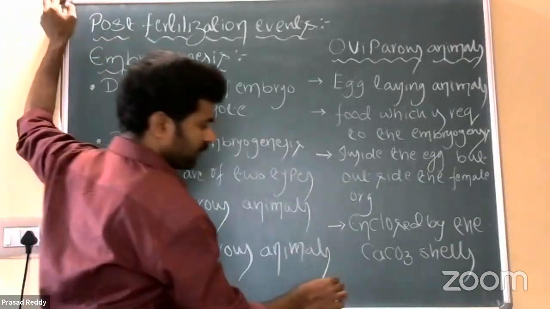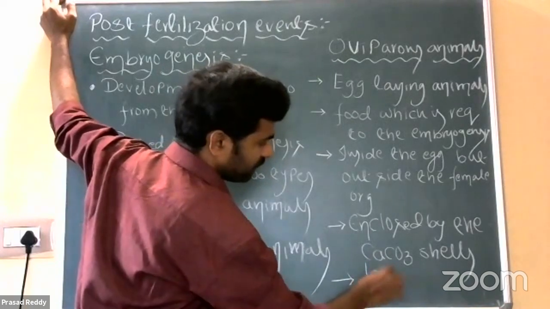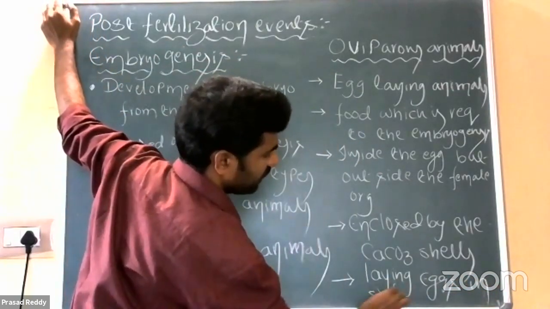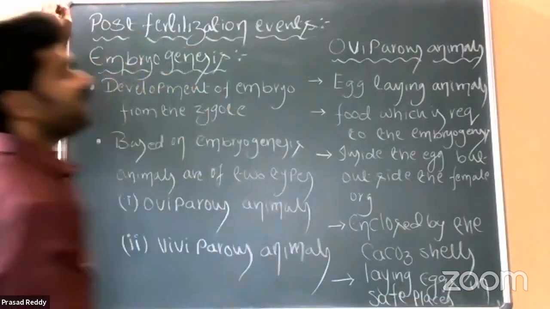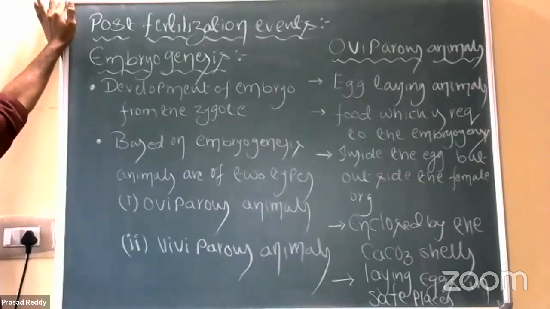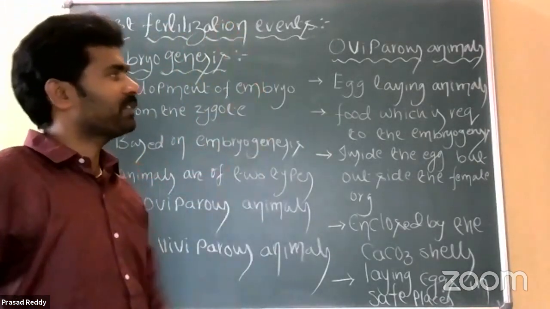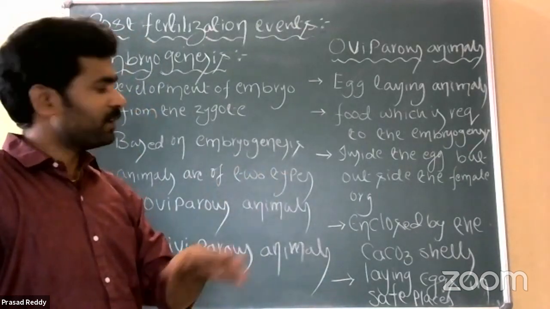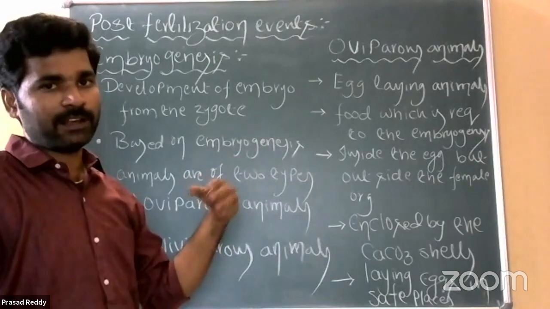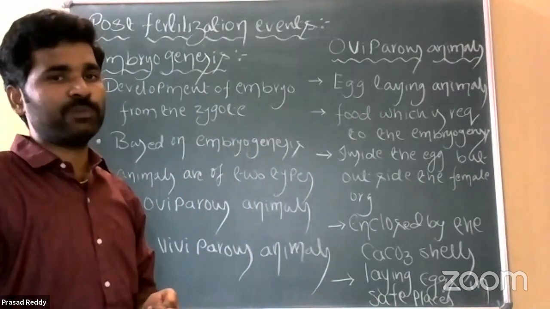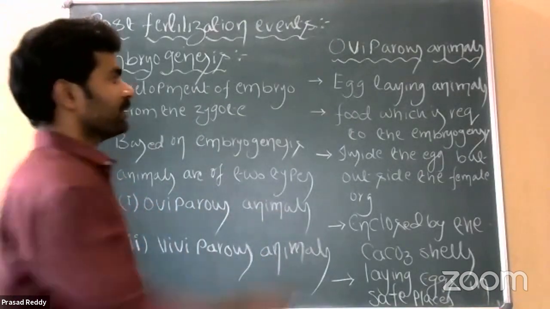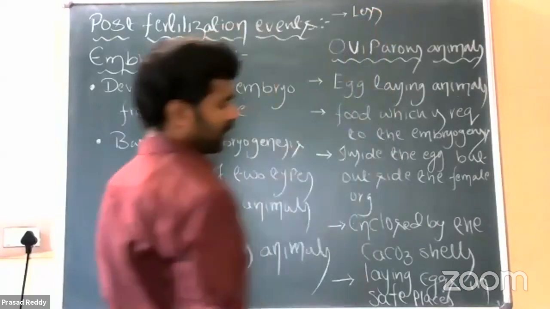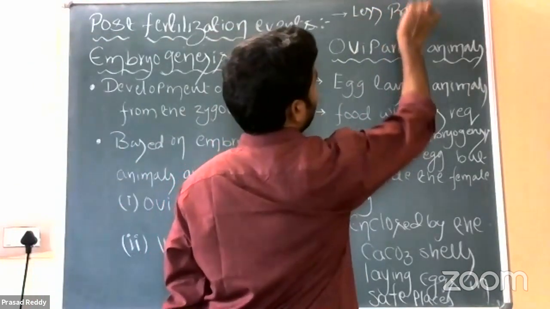Those organisms, oviparous animals, lay eggs in safe places. Where exactly? They lay eggs in safe places. Is it less protective or more protective? Oviparous animals lay eggs in safe places, but during the development process, whenever young ones hatch out or come out from the egg, they are less protective. Maybe they act as food material to predators or other organisms. So oviparous animals are less protective. Newly formed offsprings are less protective.